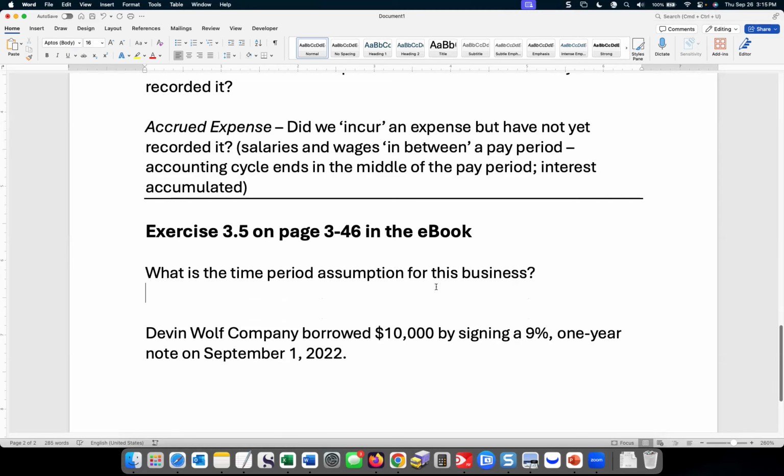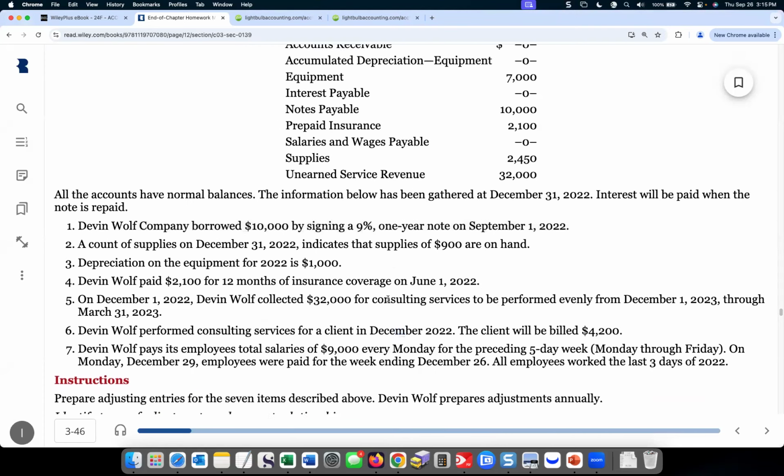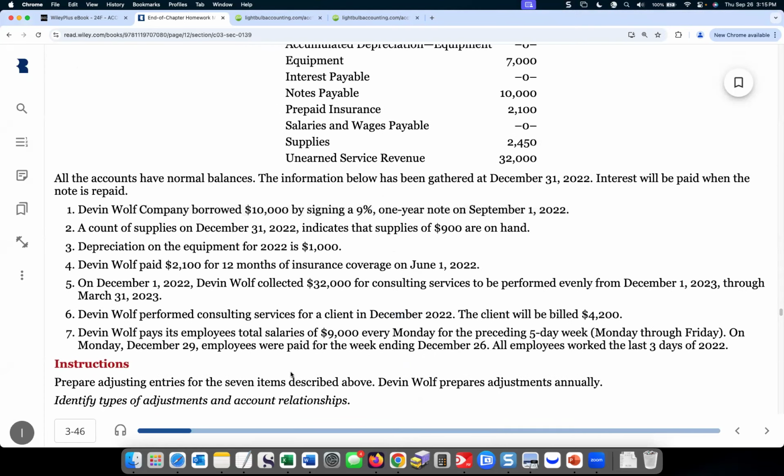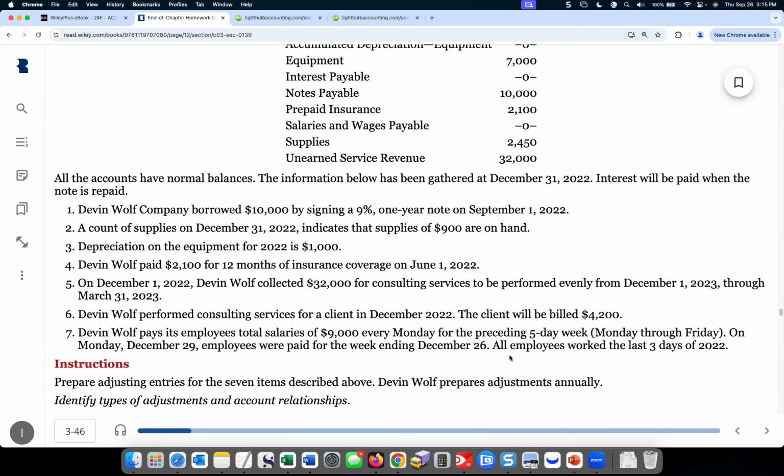All right, let's answer that question first. When I go into the problem, these are balances as of the end of December 31st, 2022. Down here, prepare the adjusting entries. And here's the most important piece: Devin Wolf prepares the adjusting entries annually, which means at the end of every year.